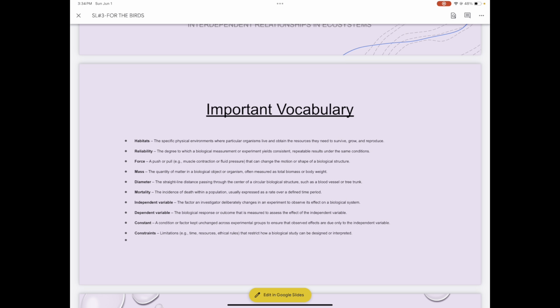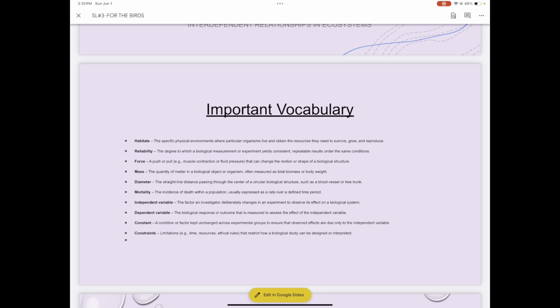Mass, the quantity of matter in a biological object or organism, right? Typically, we're going to label this as body weight or biomass. It's how much of something there is of a particular organism, which is also important in this experiment because we are weighing things and using very specific numbers. We'll get to that in a few minutes. Diameter, right? Diameter is the straight line distance passing through the center of a circular structure. In our case, it's going to be a simulation of a bird, and we're going to use a circular something for that. We'll get to that in a little bit as well. And we're going to have to measure the diameter of something. You will see that pretty soon.